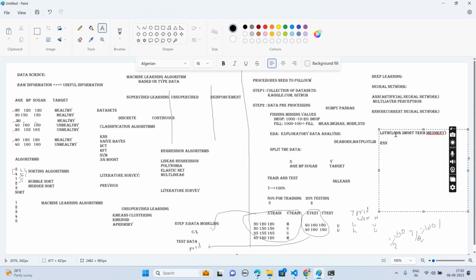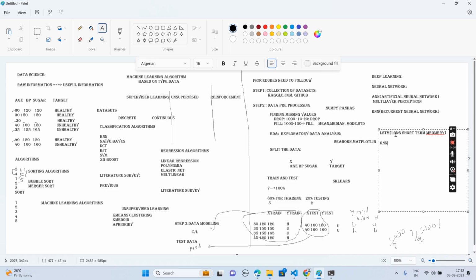RNN can be used for both classification as well as regression, but ANN is mainly used for classification. Here we are going to show the comparison study, whether machine learning algorithms are better or deep learning algorithms are better. This is what you need to explain to your mentors.